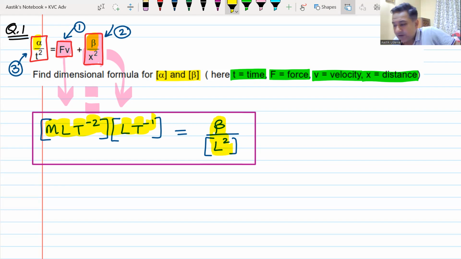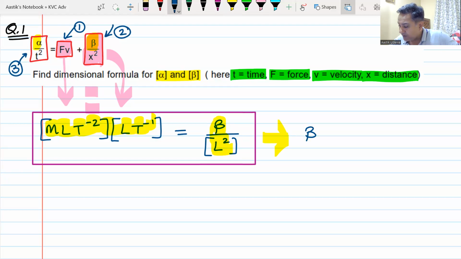We are only talking about dimensions here. We are not talking about the values of these quantities. We are only talking about dimensions, and we are only talking about the units. Well done. Now it's very easy to calculate the dimension of beta.